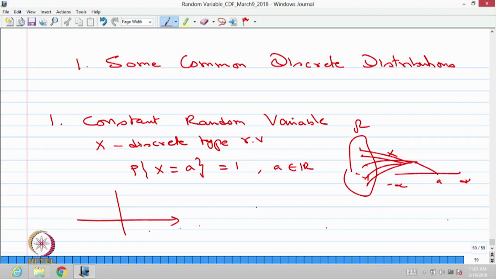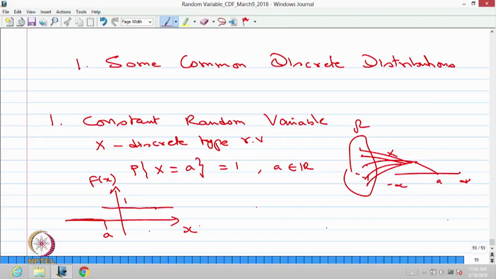You can draw the CDF of this random variable. Suppose A takes some negative value, then the CDF is going to be 0 till A. At the point A, it becomes 1 and it will be 1 till infinity. That means the CDF has only one jump and the jump value is 1. It satisfies all the properties of the CDF. Therefore, you can conclude this is the CDF of the random variable.